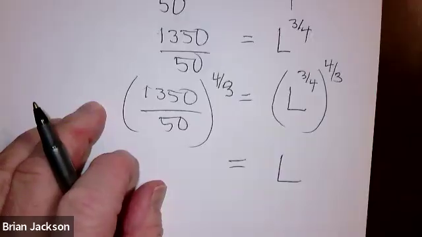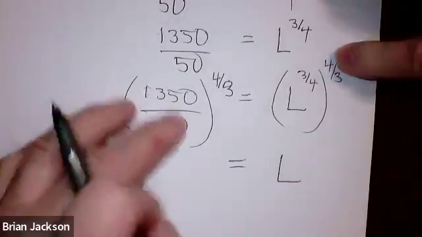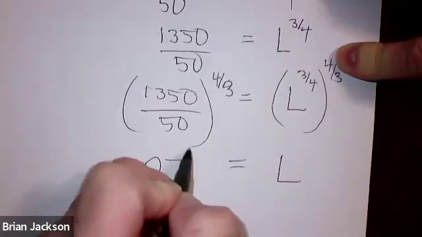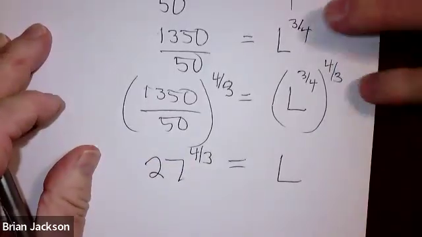Let's see what that is real quick. 1350 divided by 50 is 27. So 27 to the 4/3 power. I mean, we can do that on our handy dandy calculator easily enough.